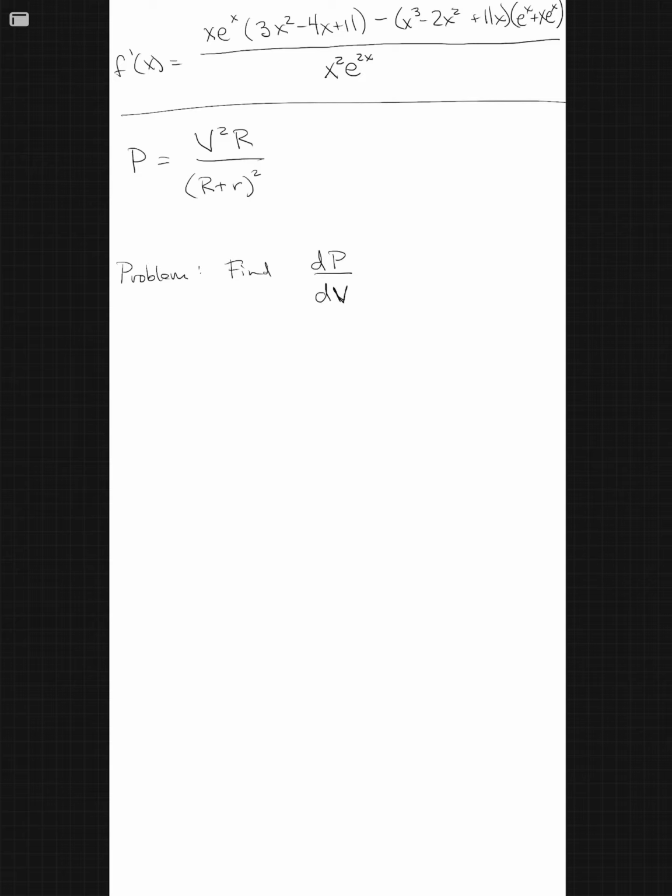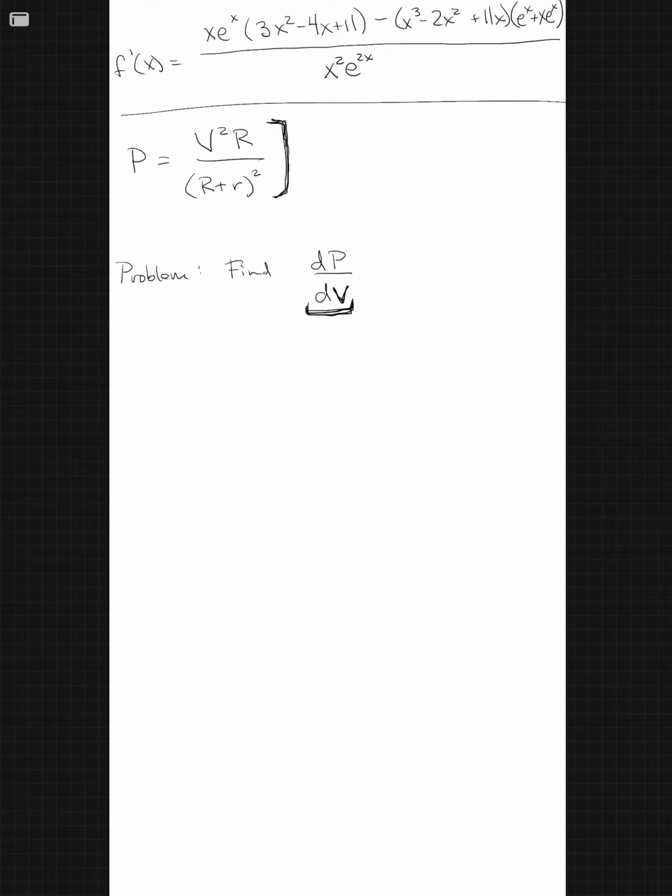dP dV, right? And this is one of the places where Leibniz notation is super important because we have a bunch of variables over here, right? It's not just an x involved here. We've got a V, we've got a capital R, and we've got a little r. If we just said find the derivative of P, we'd have a little bit of problems because we don't know what the variable is, right? But Leibniz notation tells us exactly which of those letters counts as a variable for our purposes, right?